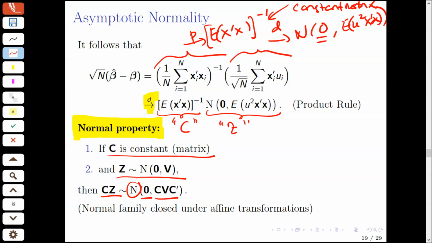More generally, this result applies to any affine transformation, and sometimes you'll see this result expressed as the normal family being closed under affine transformations. This is also a very handy property of the normal family that we'll invoke again, in fact later this lecture.